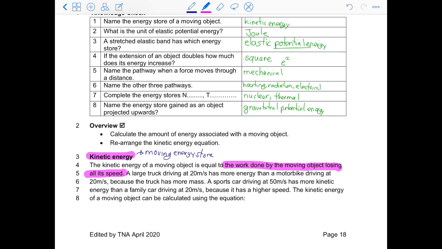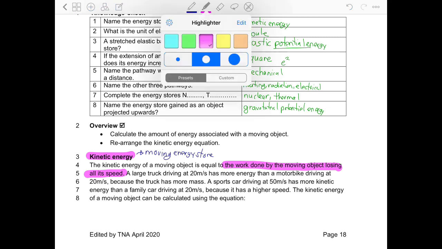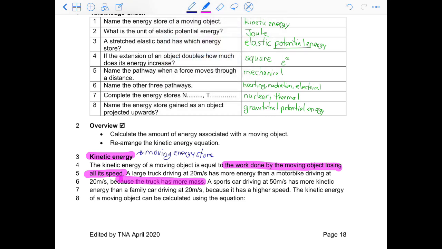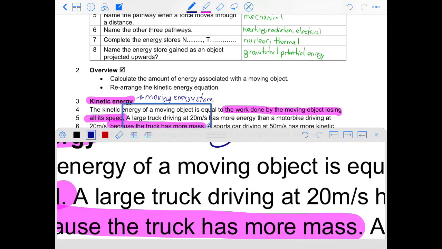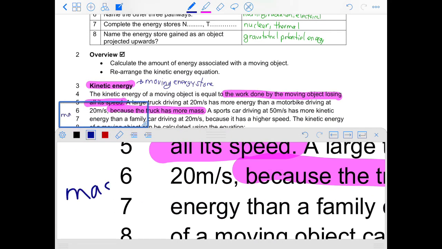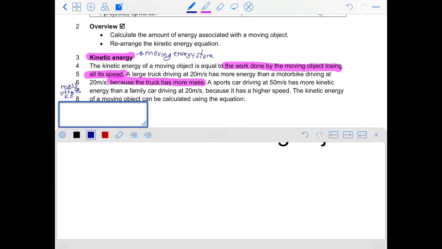The same way, if you have a lot of mass, if it's a bigger person, it takes more energy to stop that bicycle than it does if it's a smaller person. So for example, a large truck driving at 20 meters per second has more energy than a motorbike driving at 20 meters per second because the truck has more mass. So mass is the first thing that really affects the kinetic energy. So the annotation: mass affects kinetic energy.